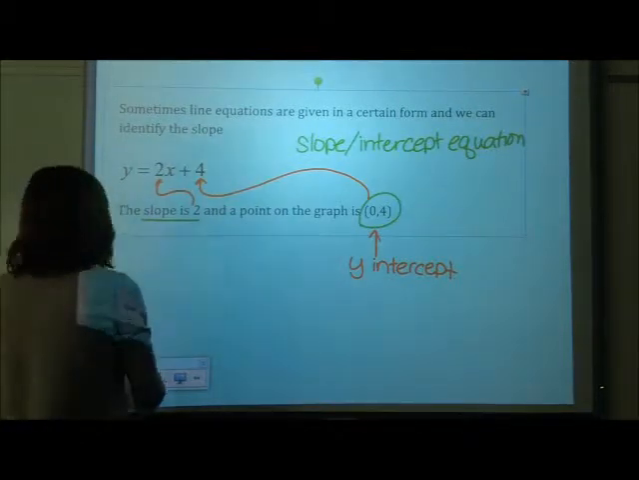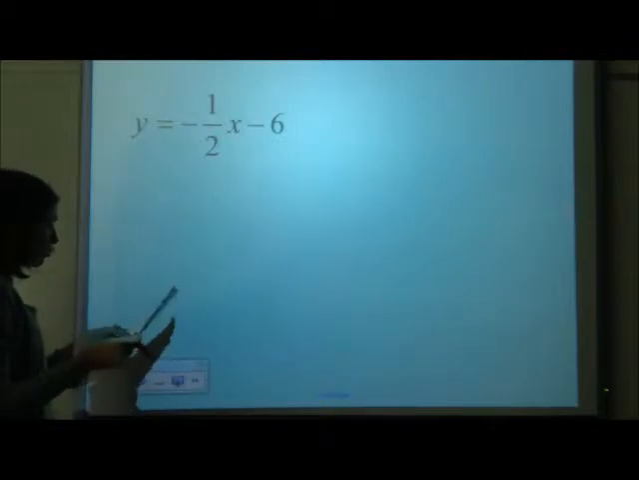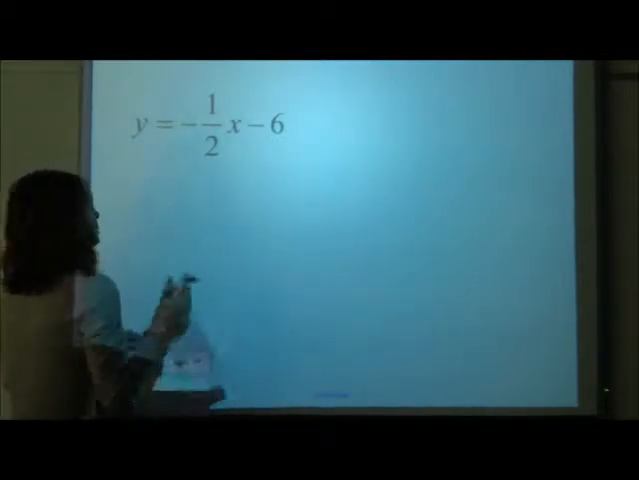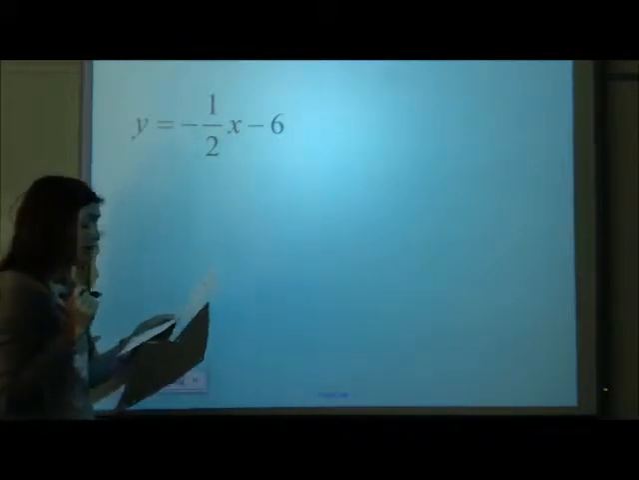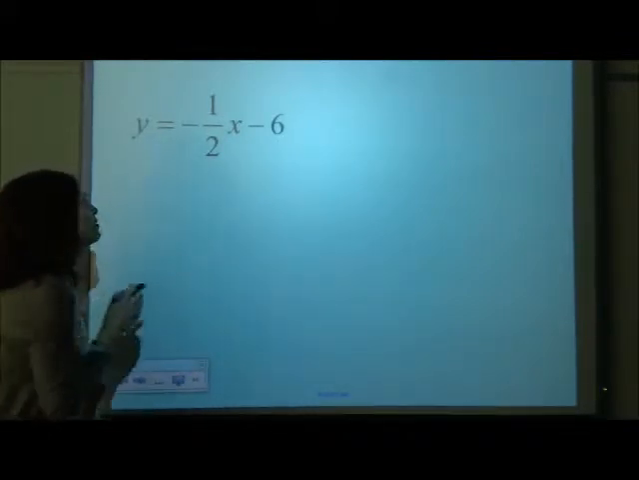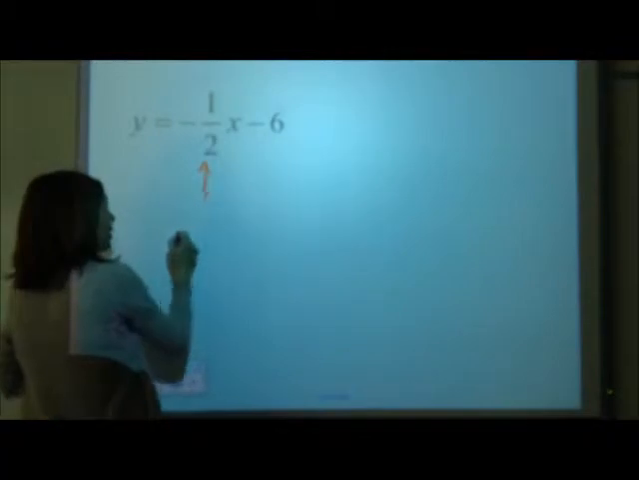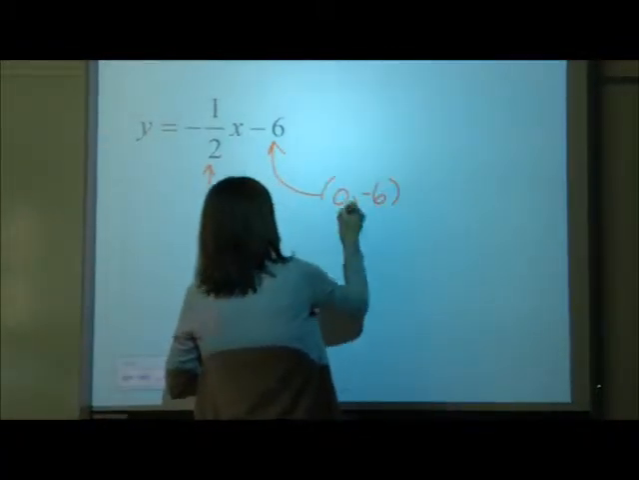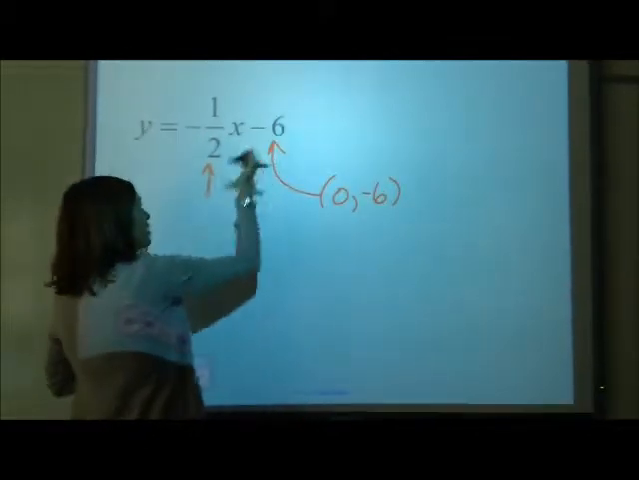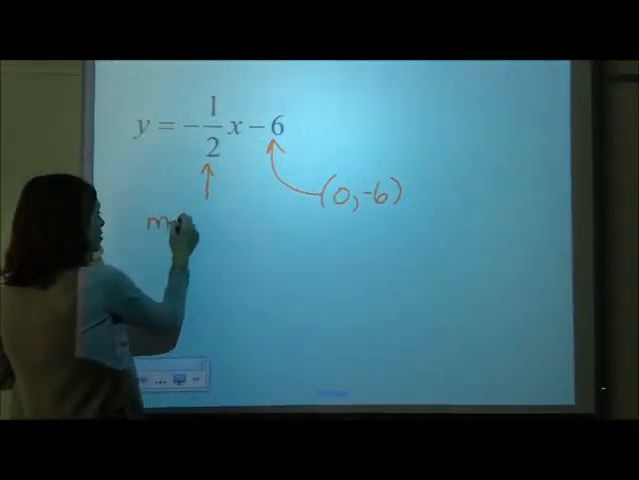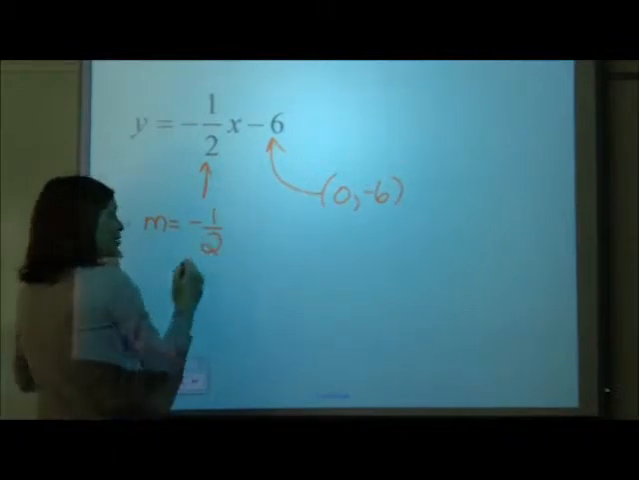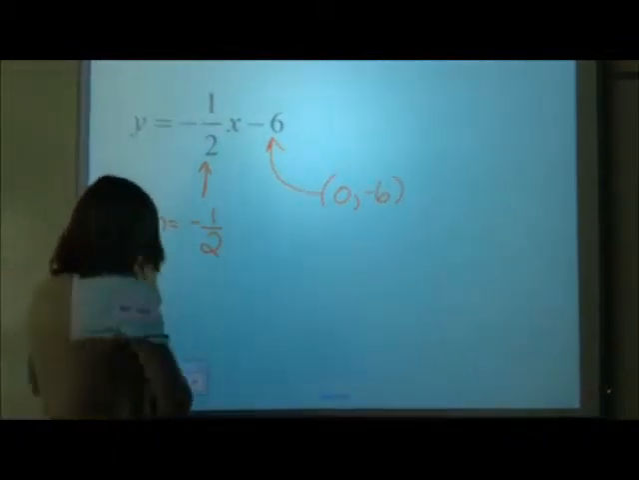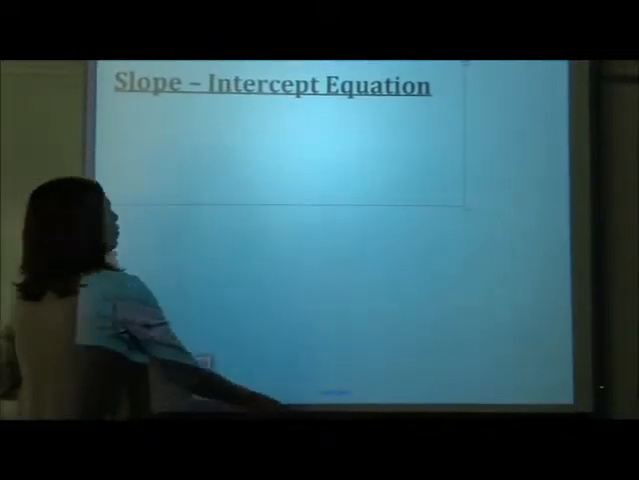Okay, let's look at another one. Another example, y equals negative 1/2 x minus 6. Okay, I can tell you that the slope is negative 1/2 and the y-intercept is (0, -6). Well, I got the slope from right here, and I got the y-intercept, (0, -6) from right there. Notice the sign. Keep the sign in front of it. Notice my sign here. My slope is negative 1/2. As a reminder, m is the variable we use for slope. Okay, so this important equation we're going to be working with today.